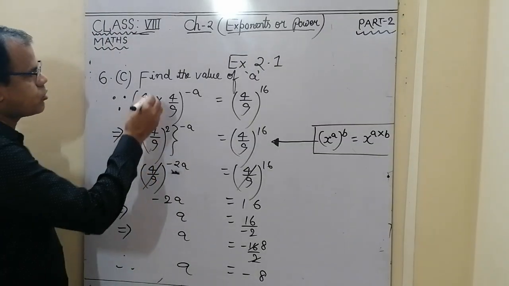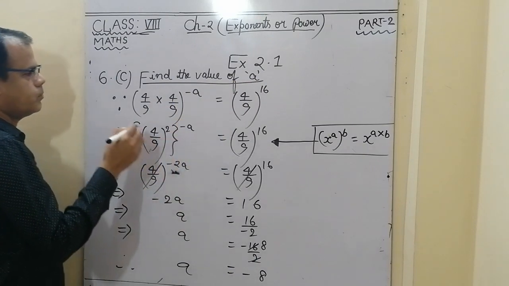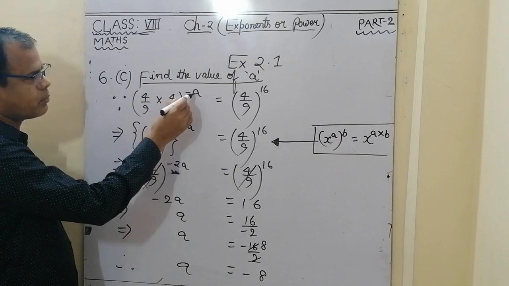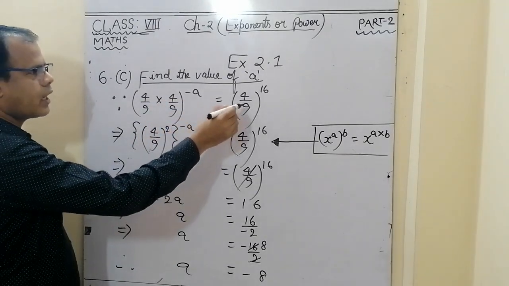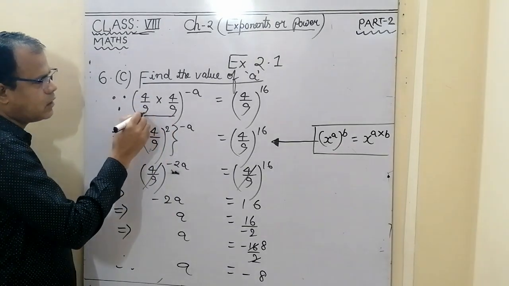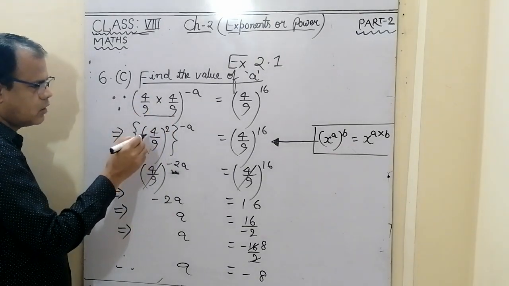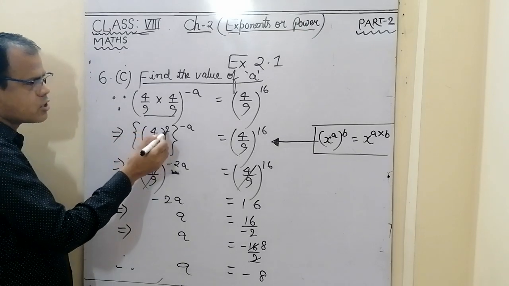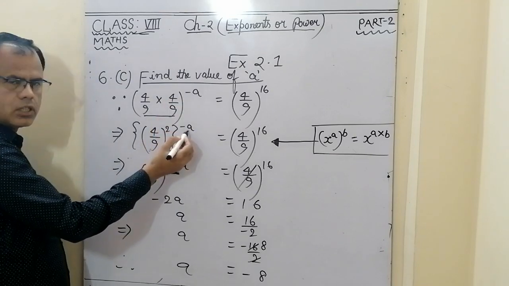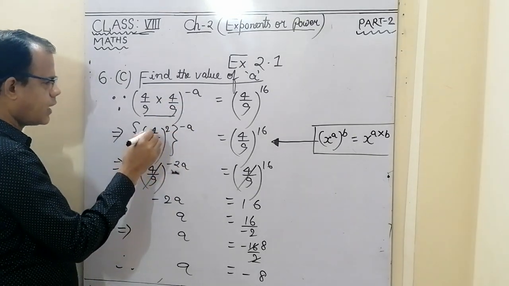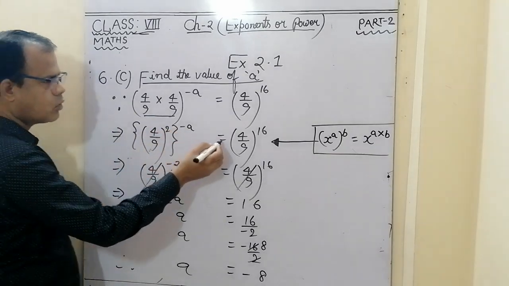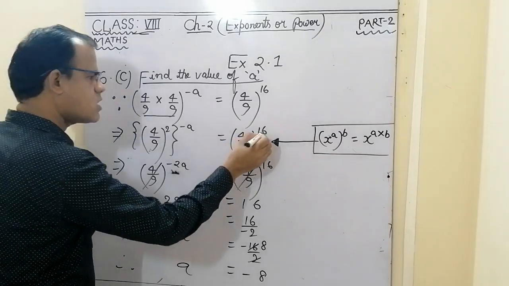Yes student, next question. Find the value of a. This is the question: (4/9) multiplied by (4/9)^(-a) equals (4/9)^16. So look here, we have 4/9 two times multiplied, so we put here (4/9)^2, and also the power minus a is here. So we write here ((4/9)^2)^(-a) equals (4/9)^16.